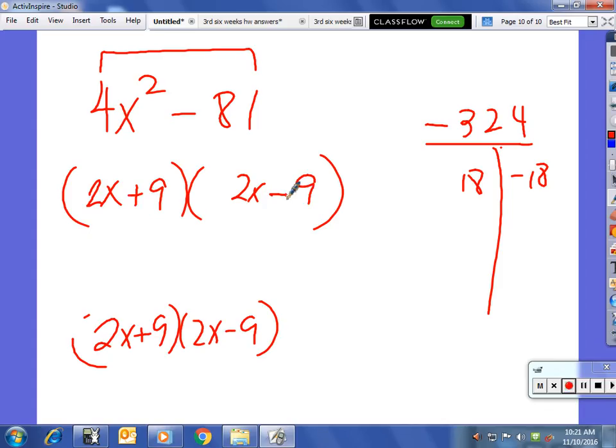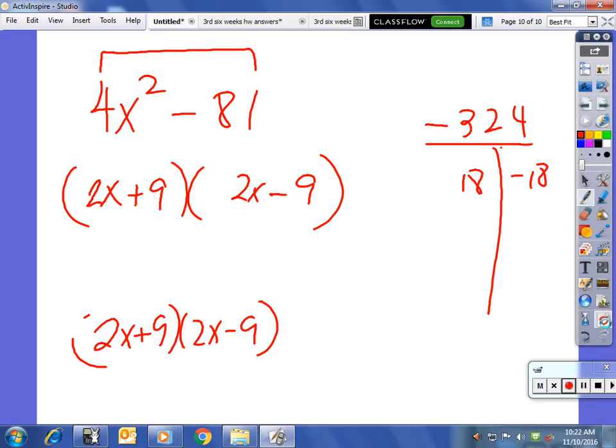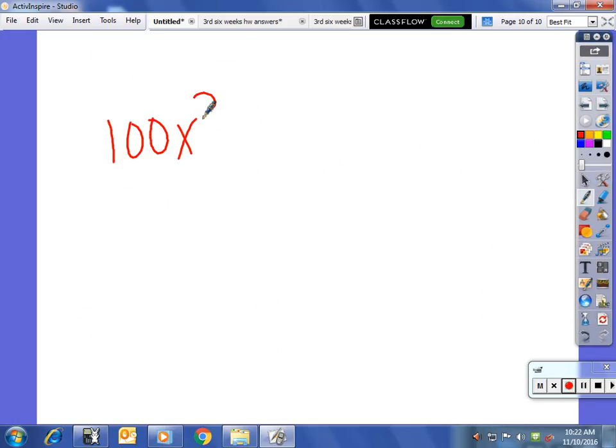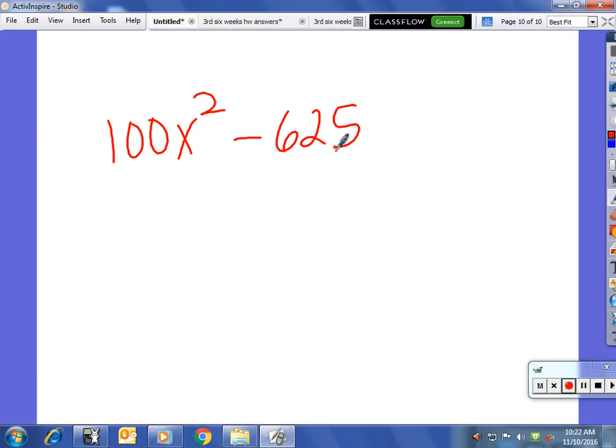So even if they throw an a value in there, you can always do it the long way. The long way always works here. But you can also do the shortcut way, which is just square rooting. So what if you had 100x squared minus 625? Yeah, this is where I really wouldn't want to do the long way, because 100 times 625 would be 62,500. I just don't want to mess with those huge numbers.